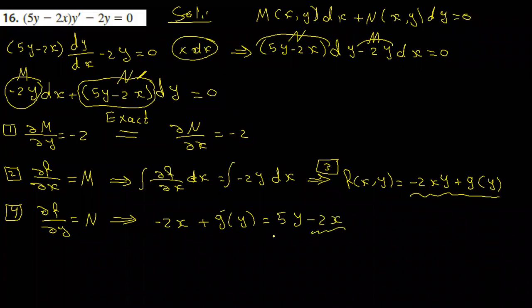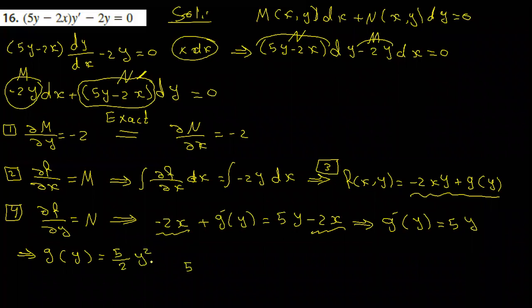Now I can cancel 2x with -2x. That means my g prime of y is 5y. Can anyone of you give me the value of g(y) now? g(y) is what? g(y) is 5 over 2 y squared. Great. This is the fourth step.